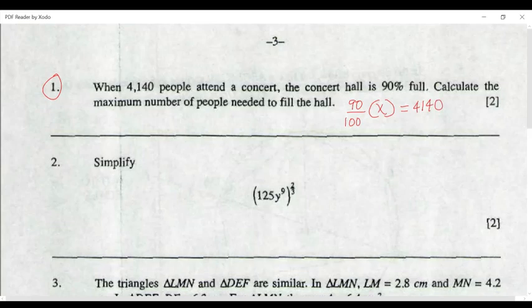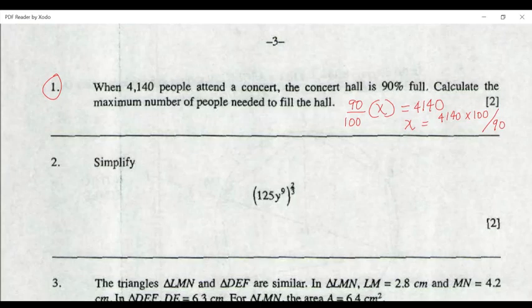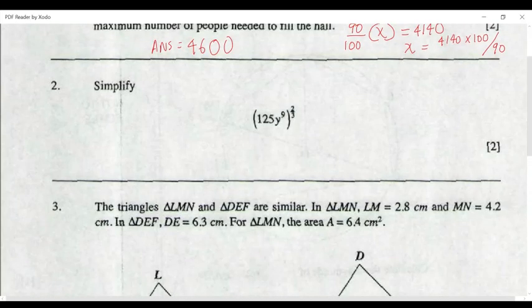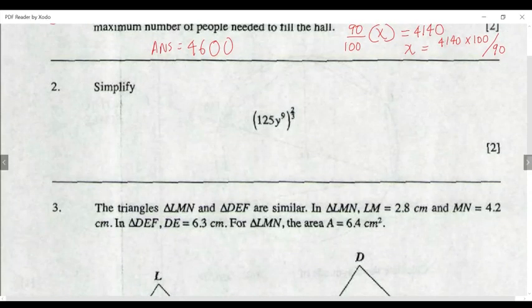So in order to set this problem up, you have to solve for x. You can solve this algebraically, where x is equal to 4140 times 100 divided by 90. In the same way I would on an exam, I'm just going to use a calculator to compute this. And so the answer for this problem is 4,600.